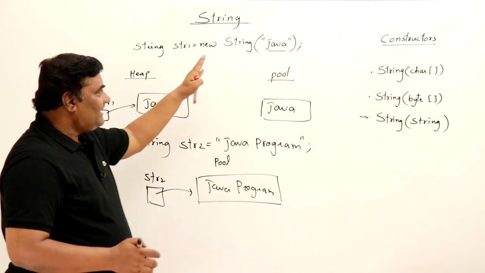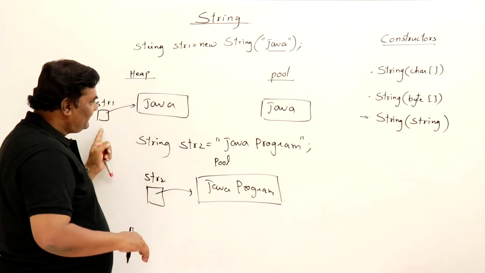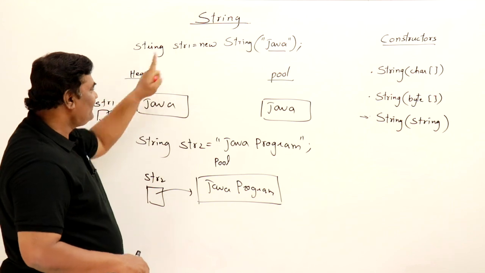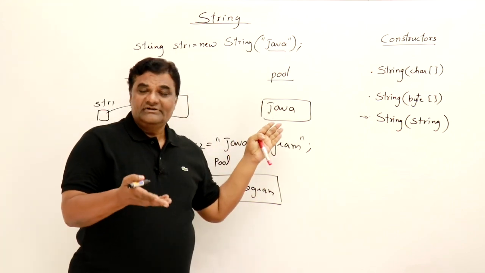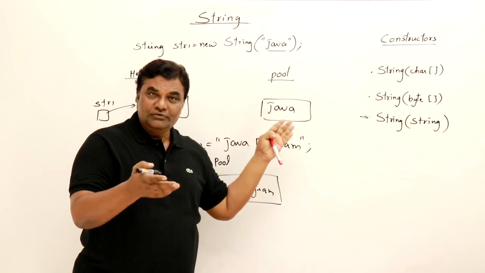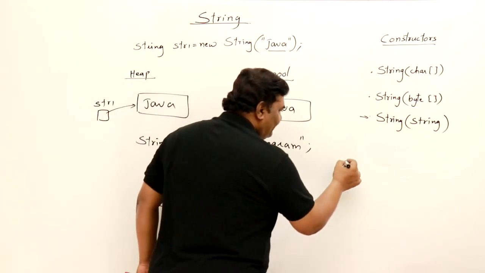But here we did not ask it to create an object in pool. We asked it to create an object in heap, so it will be pointing to the heap object. str1 is a reference to this object. But as we are giving a literal, it has to create an object in pool also. So this is similar to this one. Already I have explained it to you. Here I will write it down.